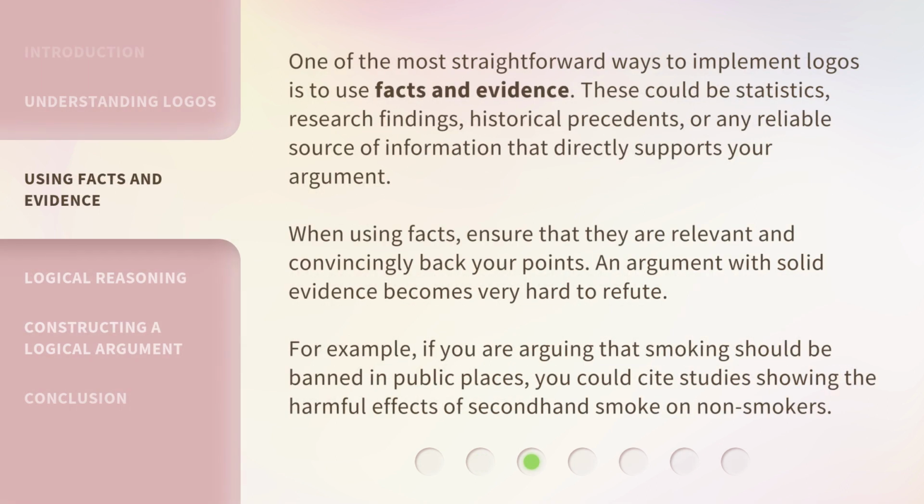One of the most straightforward ways to implement logos is to use facts and evidence. These could be statistics, research findings, historical precedents, or any reliable source of information that directly supports your argument. When using facts, ensure that they are relevant and convincingly back your points. An argument with solid evidence becomes very hard to refute. For example, if you are arguing that smoking should be banned in public places, you could cite studies showing the harmful effects of secondhand smoke on non-smokers.